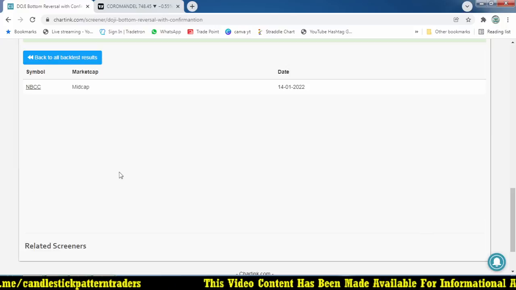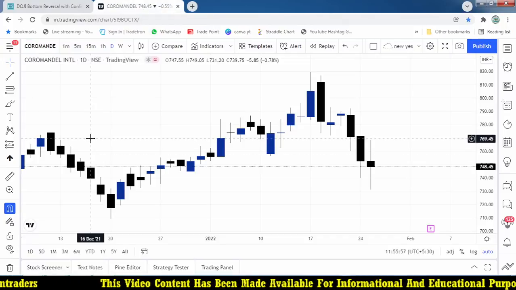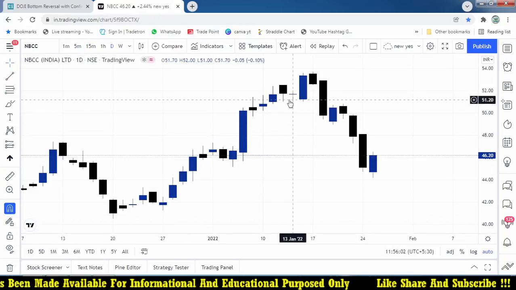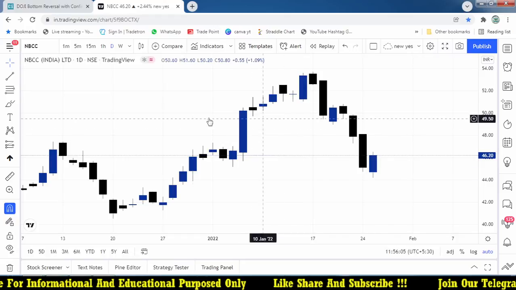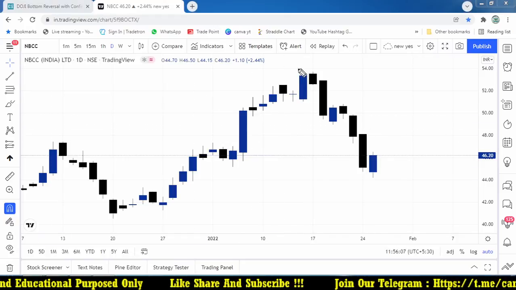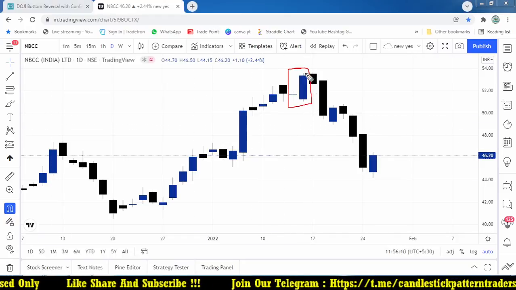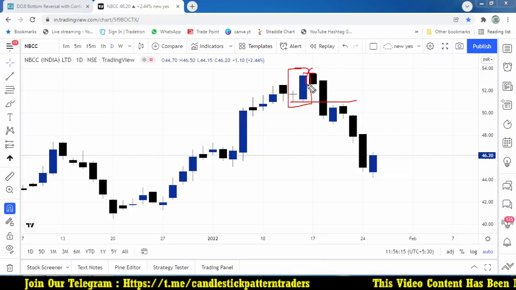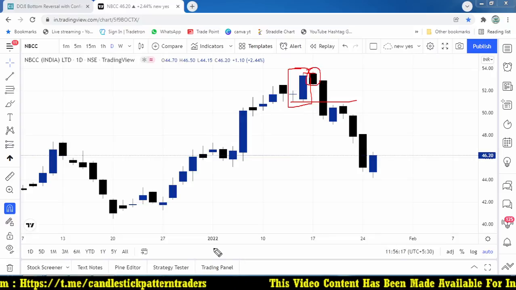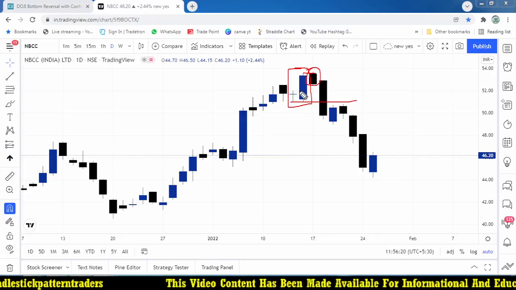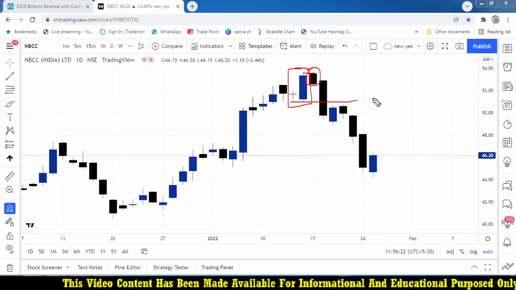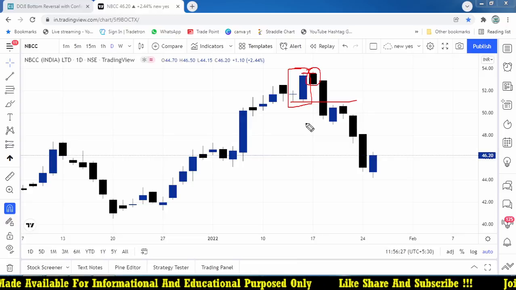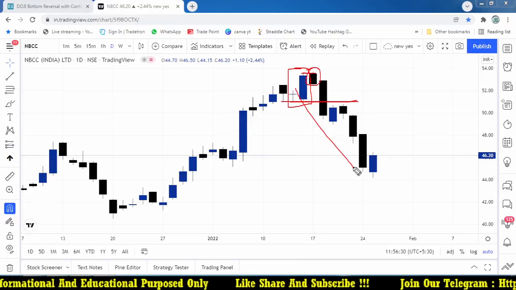Previously, NBCC on 14.1. Yes, again there is a pattern on NBCC. Maybe it triggers your entry and it was a stop loss trigger, but here it is opening itself. So we know that first 15 minutes trick. Once the entry gets triggered in the first 15 minutes, it is an ignorable entry. So that is the reason we didn't get it, and after that it fell down.